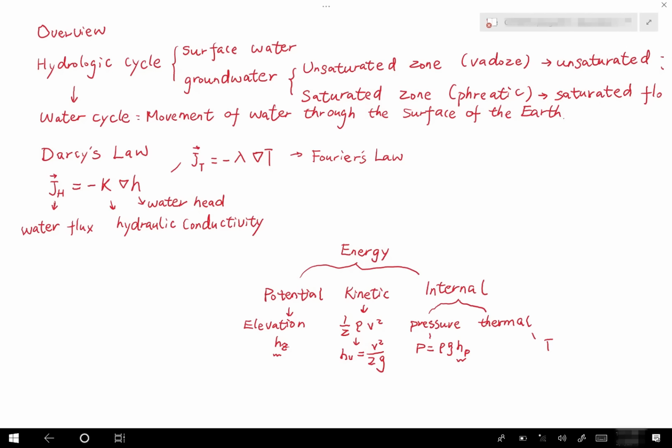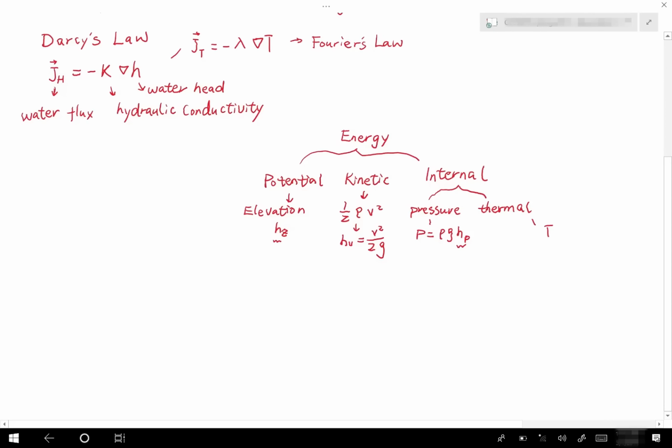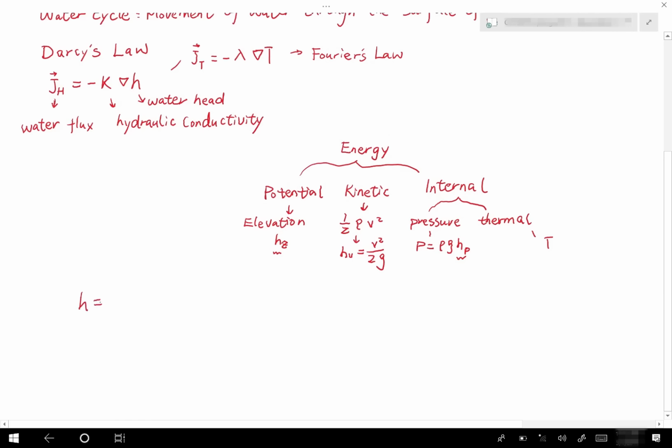And for elevation, you just need to take a look at the location of the point. You compare the elevation at that point with something called a reference point. The proper technical term is a datum. So if we say the datum is here, then the elevation head is just from here to here, the vertical distance from that datum to the point of interest. So this is the meaning of the three things. And we add them together, so H is the summation of Hz plus HP plus HV.